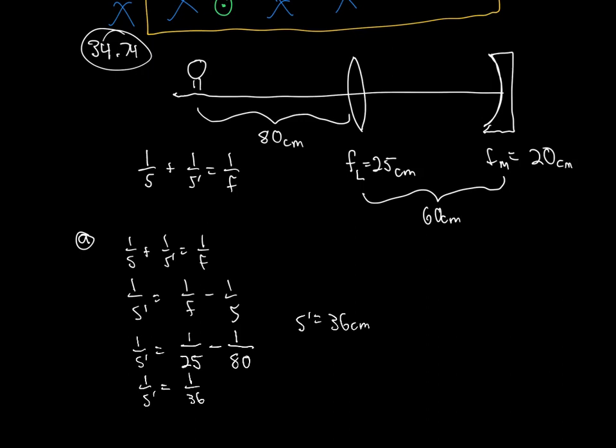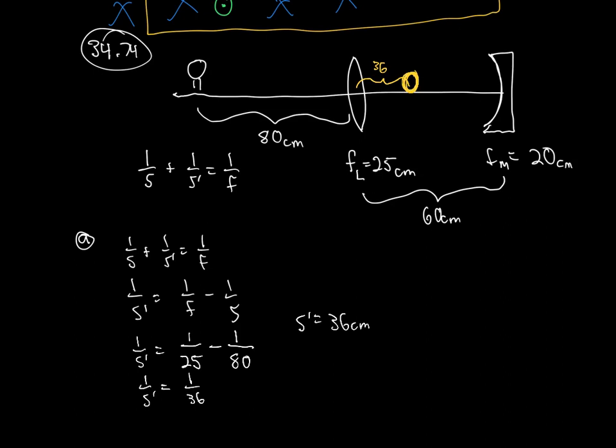Is it convex or concave? This is a converging lens. I got a positive image distance. Where do I expect a lens to focus an image? Behind the lens. So is that on the right side or the left? I'm going to be on the right side, 36 centimeters over there. Let's draw our image. 36 centimeters over here. So there's my image.